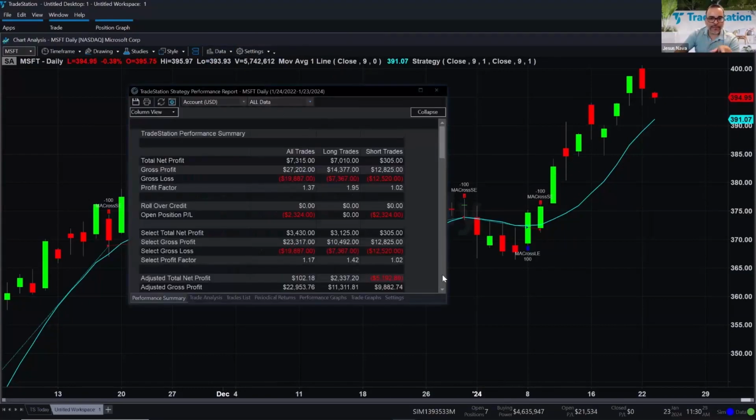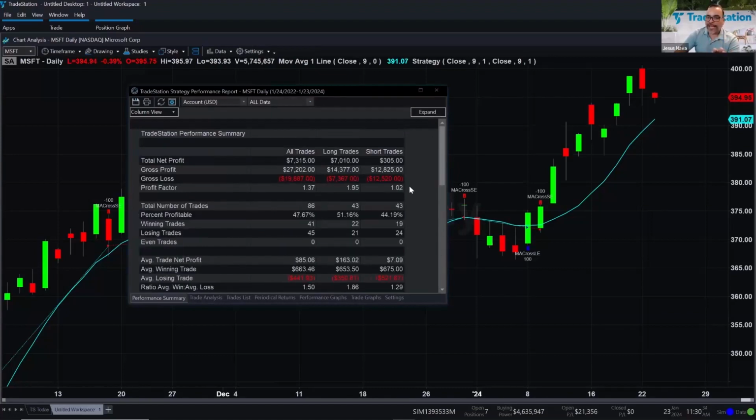Okay, this is the strategy performance report of this moving average, with both features turned on, where we have Intrabar Order Generation turned on, and we have Look Inside Bar Backtesting turned on. You can see the span right here at the very top on the title bar. It goes from 1/24/2022 to 1/23/2024. So we have 2 years of data. 86 trades, a profit factor of 1.37, net profit $7,000.